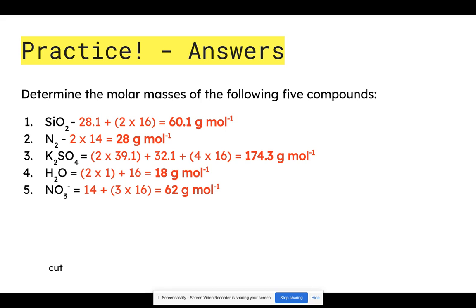And finally, nitrate. The nitrogen is worth 14, the oxygen is worth 16 each, and we have 3 of them, so 14 plus 3 times 16 gives 62 grams per mole. It doesn't matter that there is a charge on that molecule, the molar mass will still be the same.